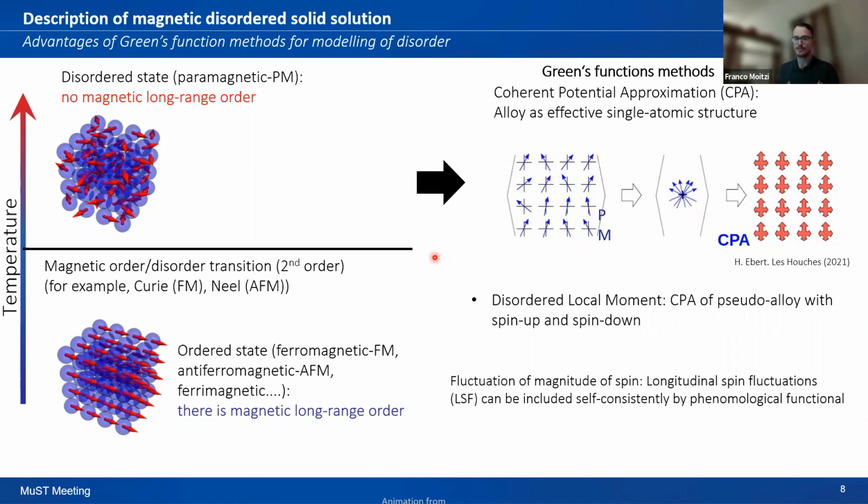And I just wanted to also mention one more thing here. So generally, the spins are not actually only rotating, but they're also fluctuating in their magnitude. And so at elevated temperatures, especially for itinerant systems, this can really enhance the local magnetic moment. And of course, we cannot include these longitudinal spin fluctuations really on a quantum level in this single-body theory, but we include them with a phenomenological function.